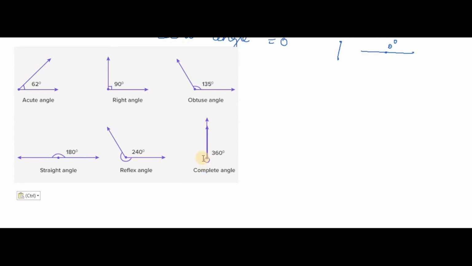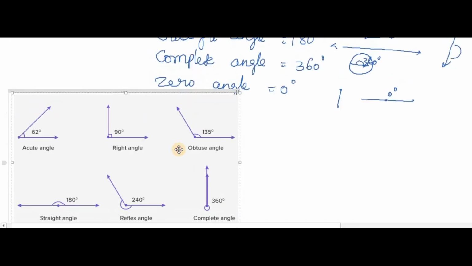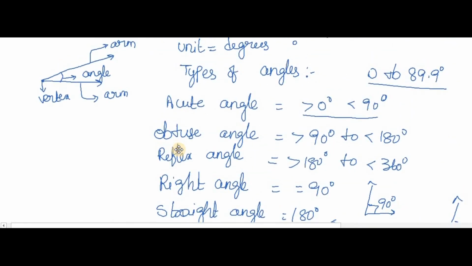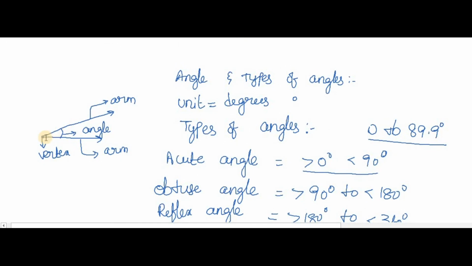I showed you a complete circle, right? So in this way you can see all the different kinds of angles. So you have to remember very clearly that angles are formed when two rays combine at the same point, a common point, and this is called the vertex. And these lines are called sides of the angle, or also called arms of the angle. And the units of angles are degrees, represented with a small 0.